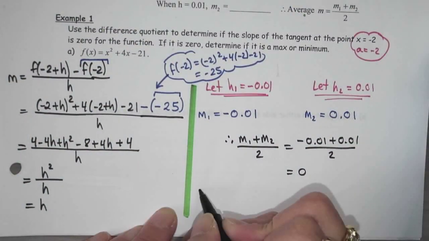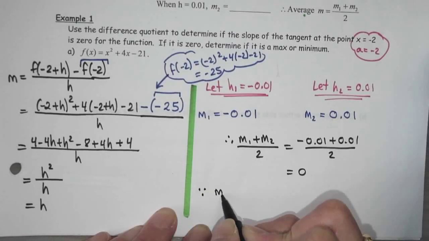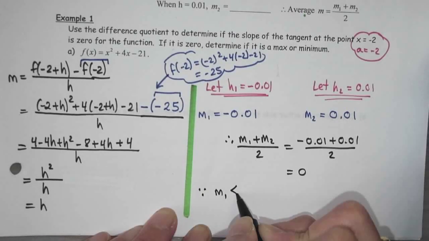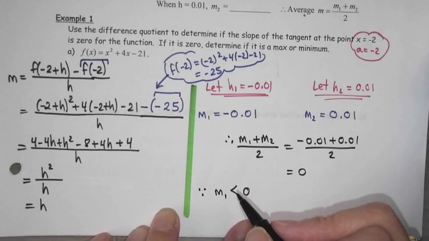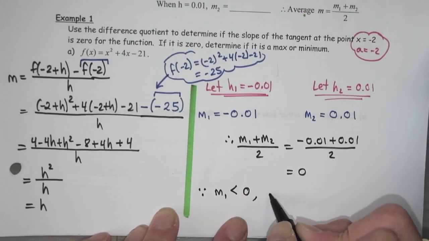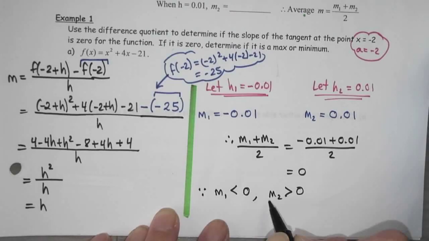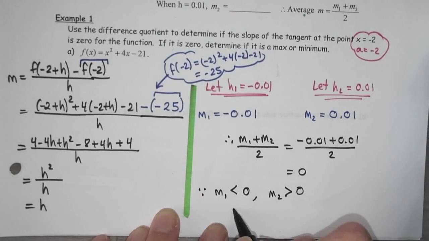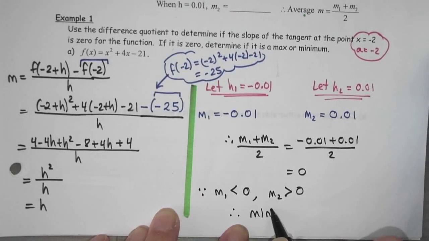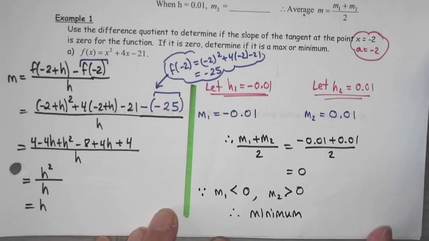Okay, so let's do a conclusion. So we're going to say since, so you can use the symbol since M1 is less than 0, right, negative, comma, M2 is greater than 0, so it goes negative to positive, therefore it's a minimum. You can use more words if you want.